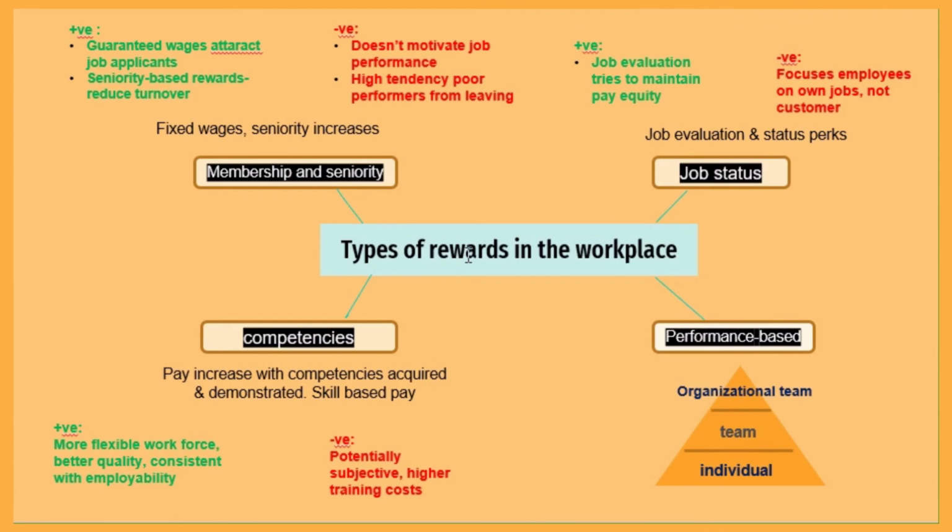Last but not least is the types of reward in the workplace. There are four types of reward in the workplace. First is membership and seniority. Second is job status. The third is competency. And the fourth is performance based. Let's start with membership and seniority.